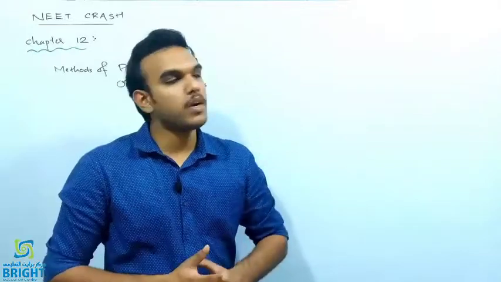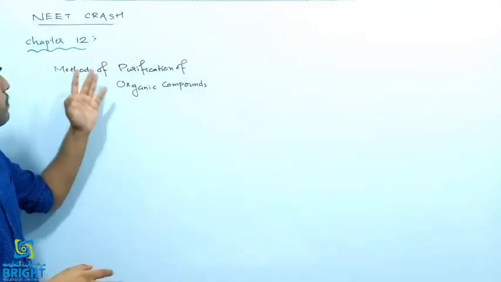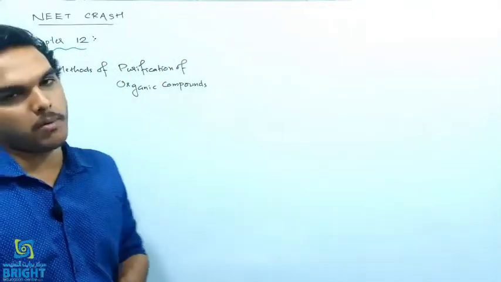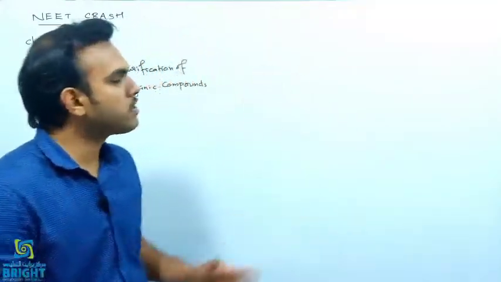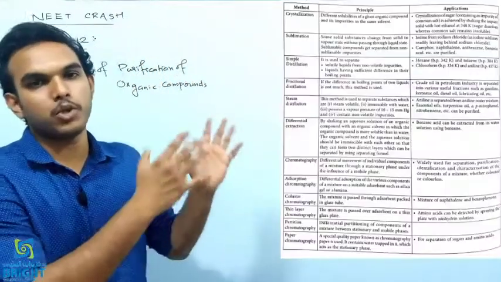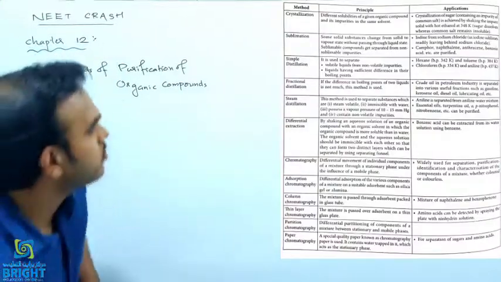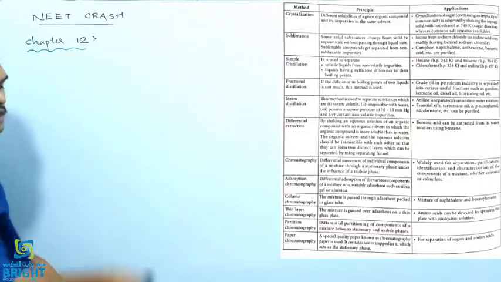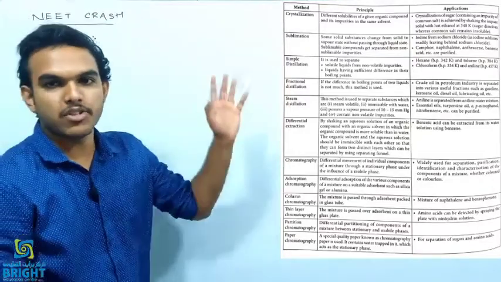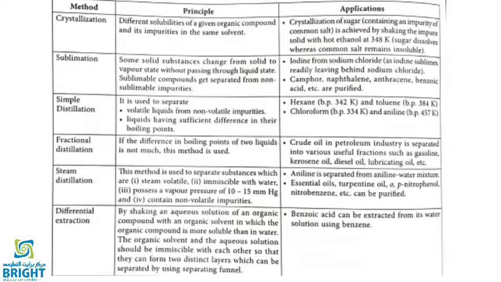Okay students, now we are dealing with some important methods of purification of organic compounds. There are different methods of purification. You can go through this purification table very well. The first one I have given here is crystallization. The second one is sublimation. You know all these things very well.